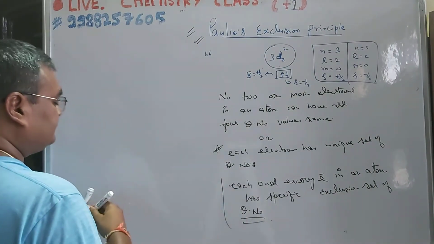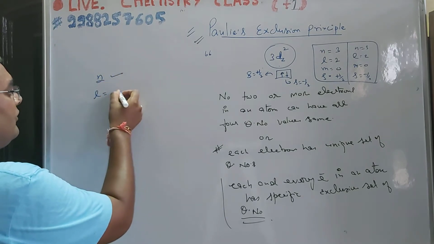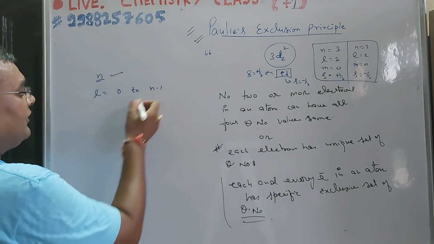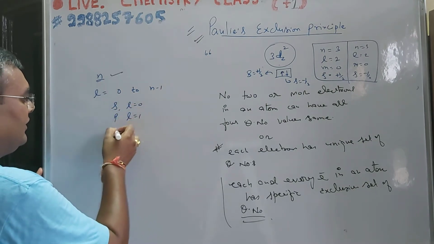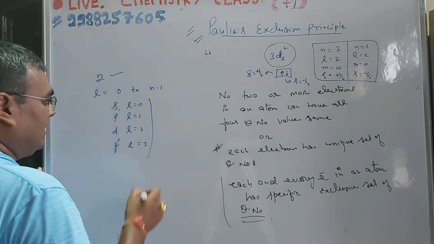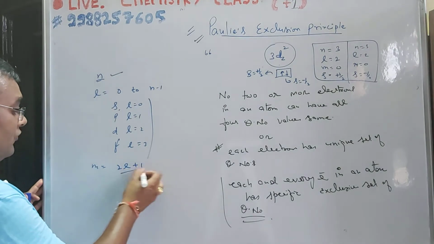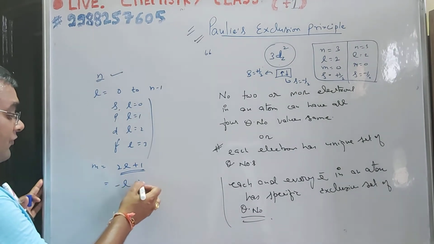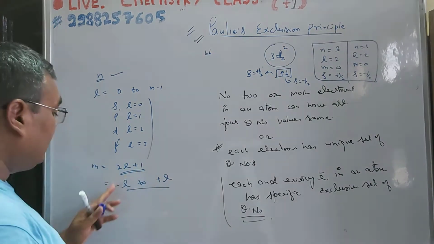Remember, for the given value of principal quantum number, values of azimuthal quantum number vary from 0 to n minus 1. For s, l is 0. For p, l is 1. For d, l is 2. For f, l is 3. It is already assigned. Magnetic quantum number values overall are 2l plus 1, but these values vary from minus l to plus l. How can you find out magnetic quantum number values?